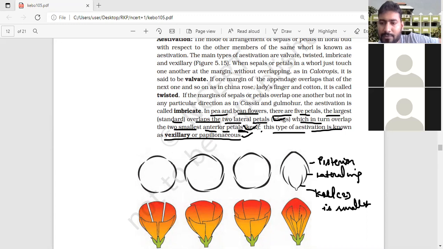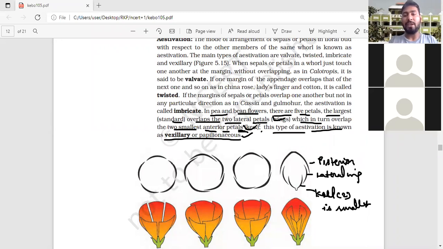I discussed 5 different types. In NCERT they have given 4 different types, with one as a subtype, or in some places they have given it a different way. First is the valvate type of estivation, where both margins are present in the whorl form and touch each other. Example is Calotropis. Second is the twisted estivation, where each wall overlaps the next and they are present in a particular direction.